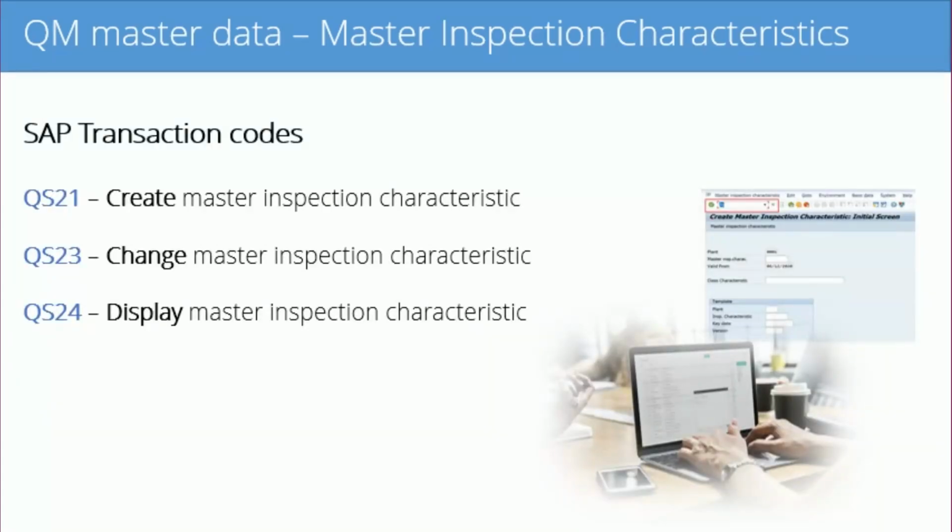The transaction codes for master inspection characteristics in SAP, which are used in maintaining MICs, are QS21, QS23, QS24. QS21 is used when you create an MIC newly, whereas QS23 is used when you want to change an already created master inspection characteristic. QS24 is the display mode for viewing an existing master inspection characteristic.